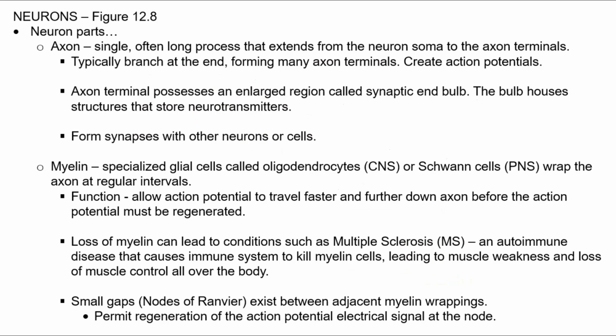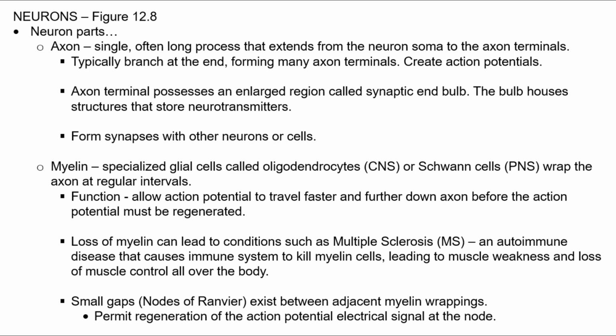The axon is a single, typically long extension from the neuron soma. The end of the axon is called the axon terminal, and usually the axon branches near its end to form many axon terminals. The function of the axon is to create action potentials.